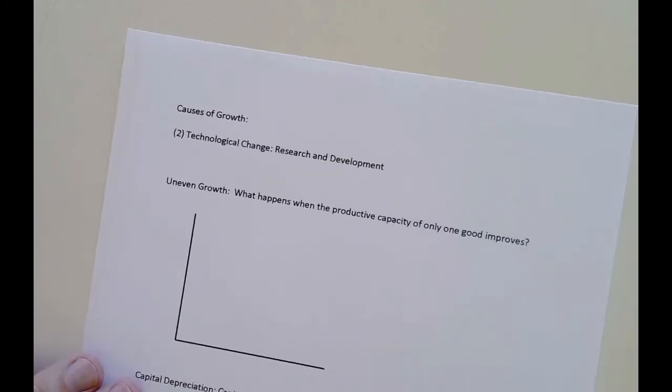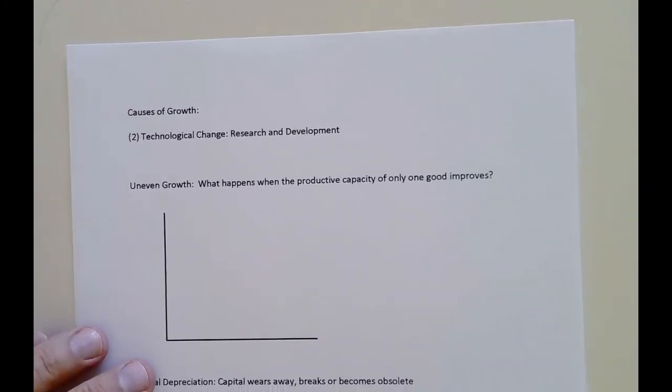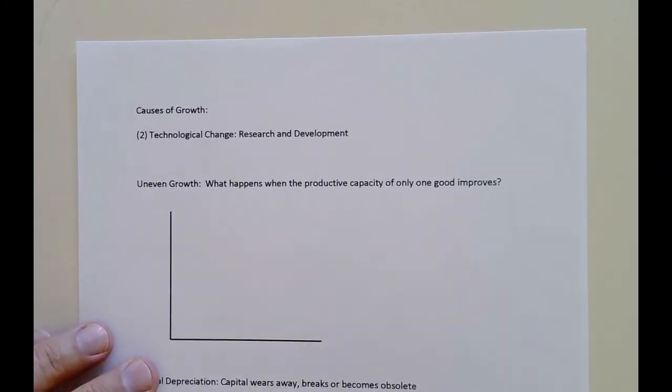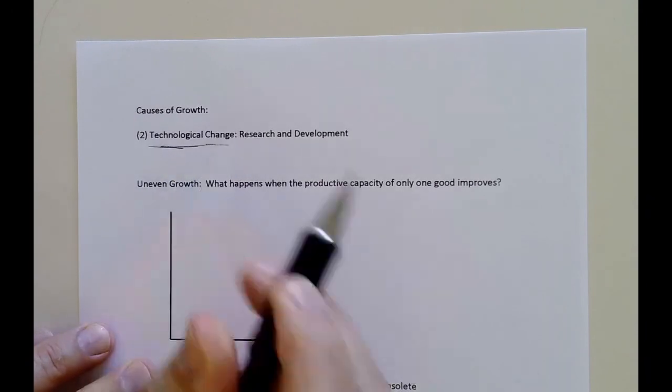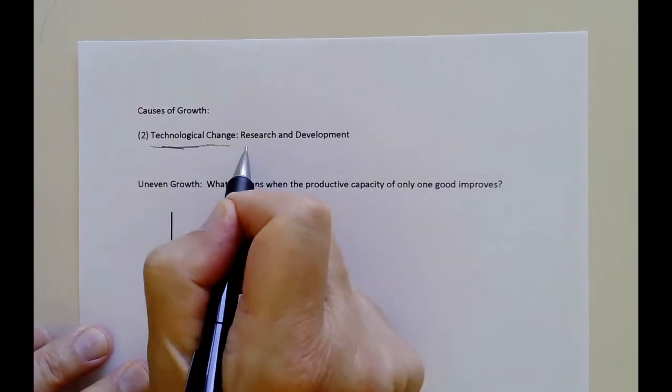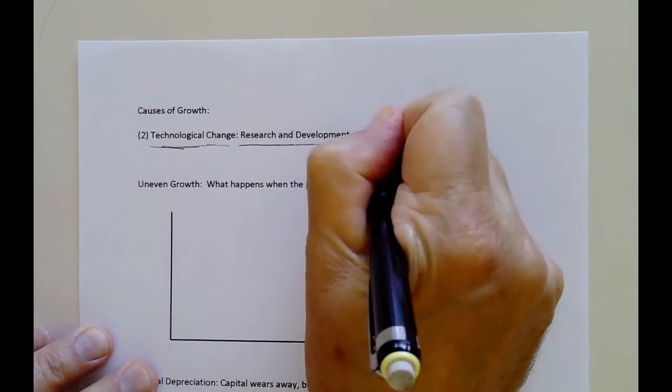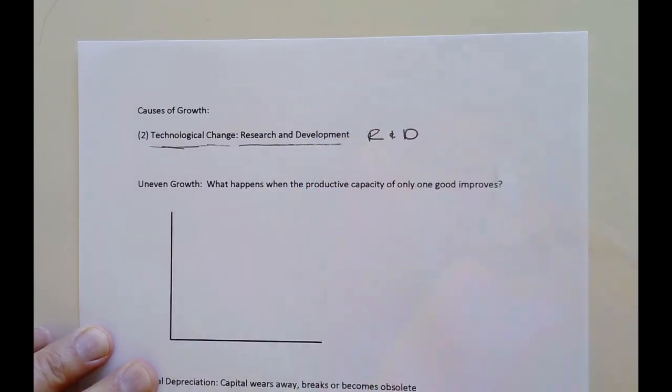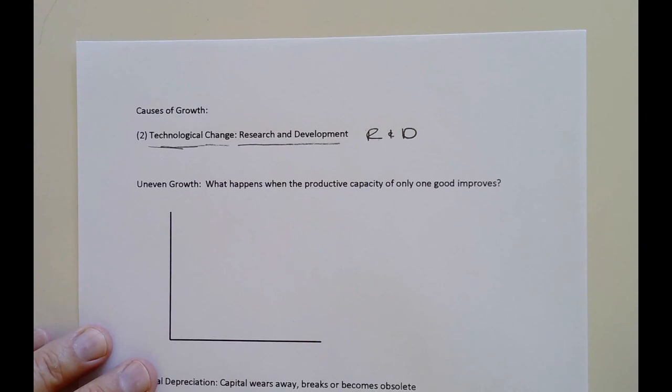Another way to have economic growth is through technological change. This means we find better, smarter ways to produce things. And this is mostly done through research and development, which you might hear called R&D, in businesses. So coming up with new products, new ways to make things, using robotics, using more powerful computers, having different kinds of mixtures of different kinds of resources can also lead to economic growth.